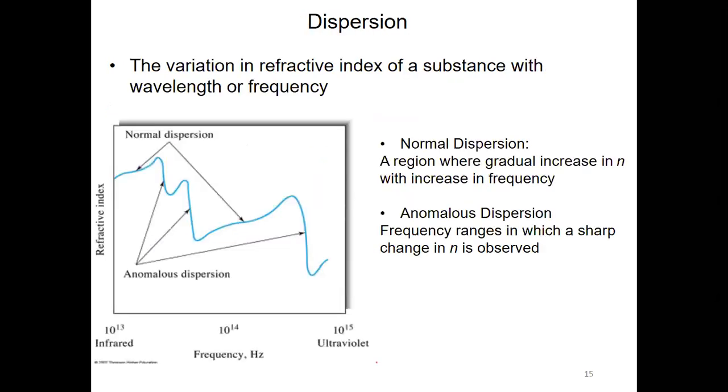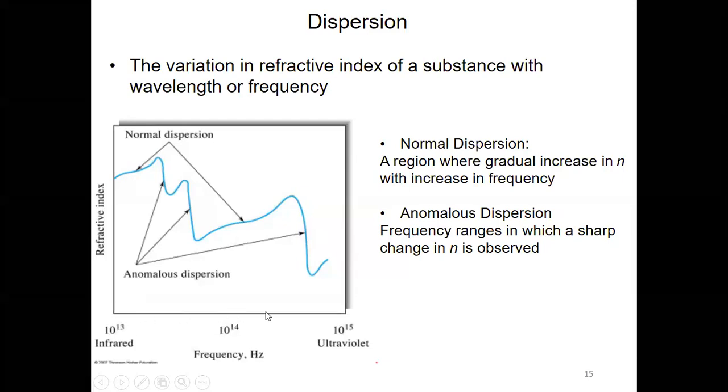And the dispersion. Dispersion is the variation of refractive index of a substance with wavelength or frequency. So when the refractive index of a substance is changing with the wavelength or the frequency, dispersion can happen. There are two types of dispersion, normal and anomalous. So what does that mean? Look at this figure, the graph. Y-axis is the refractive index and x-axis is the frequency.